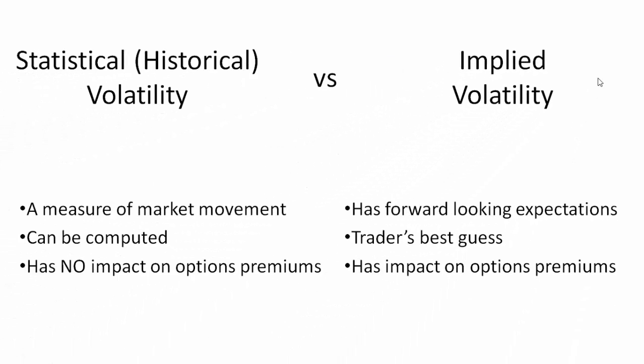Statistical volatility is also known as historical volatility. It's a measure of how much the underlying futures has moved. Statistical volatility can be computed in different ways. Two commonly used methods are the close-to-close approach and the extreme value method. The former uses only closing prices, while the latter takes highs and lows into account.